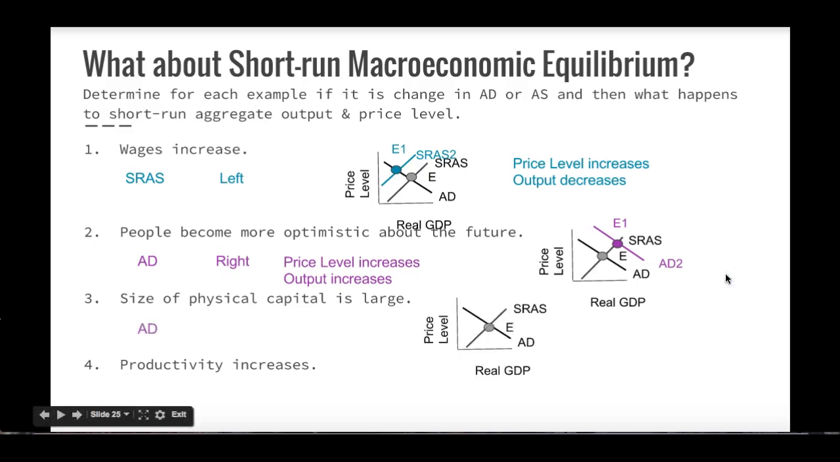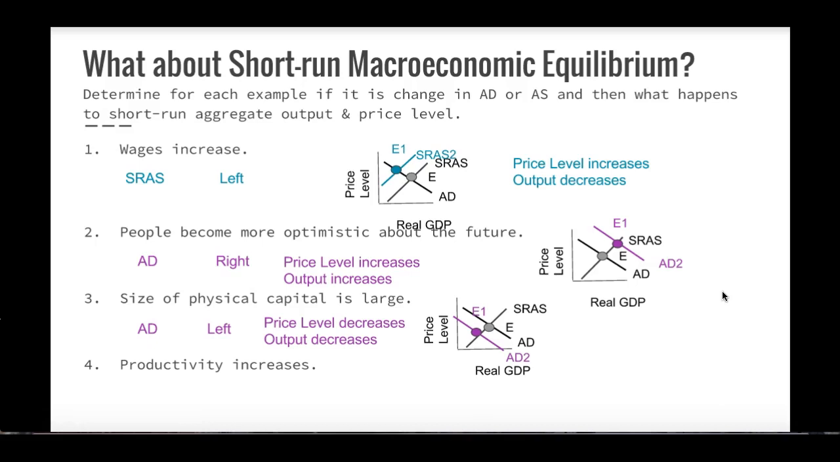This is going to have to do with the size of inventory. So this is going to be investment spending. And if the size of physical capital is large, that means they don't need to make a whole lot more. So as a result, our aggregate demand curve is going to shift to the left. So we're going to draw it that way. And so here's our new equilibrium. Our price level goes down, our output goes down.